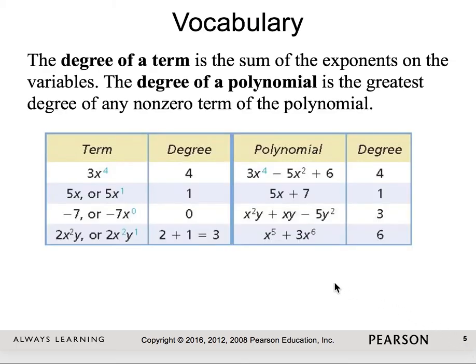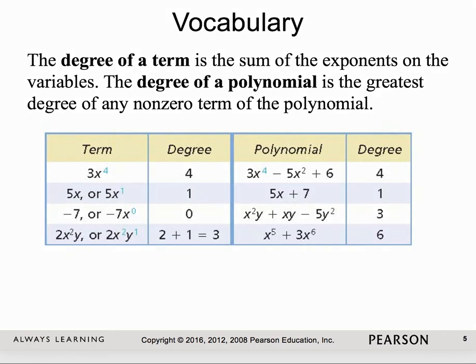Okay, more vocabulary. The degree of a term is the sum of its exponents. So if this is our term, the degree of this term is a 4. The degree of this term, you can think of it as having an exponent of 1, so it's first degree.